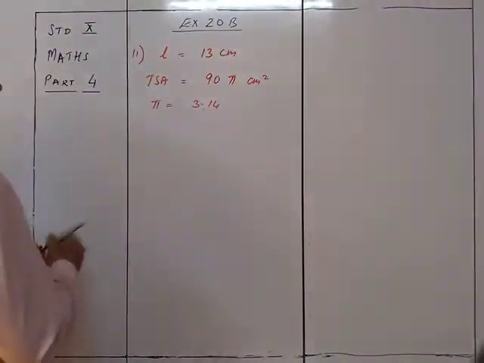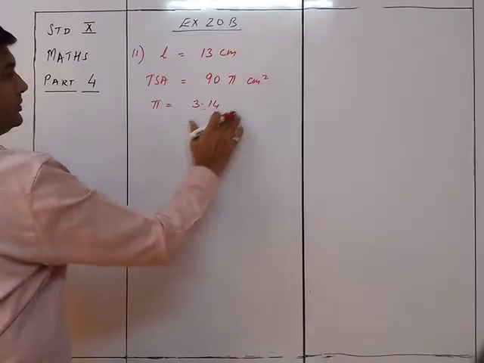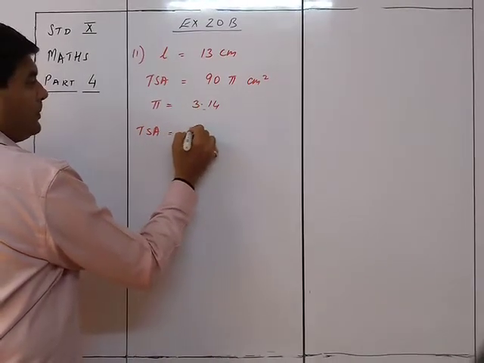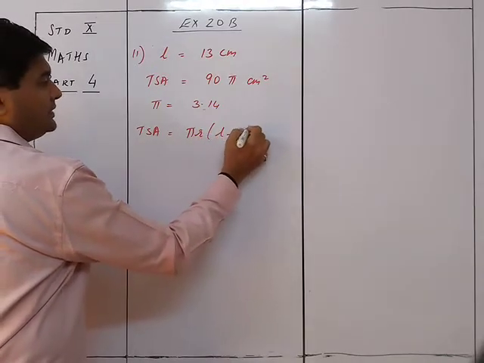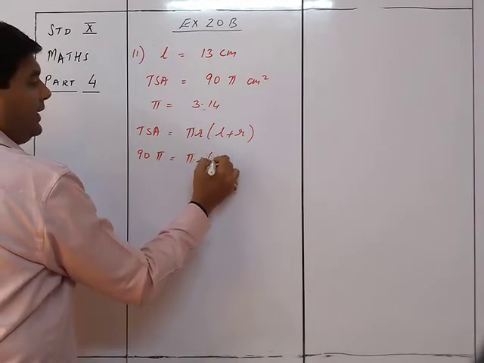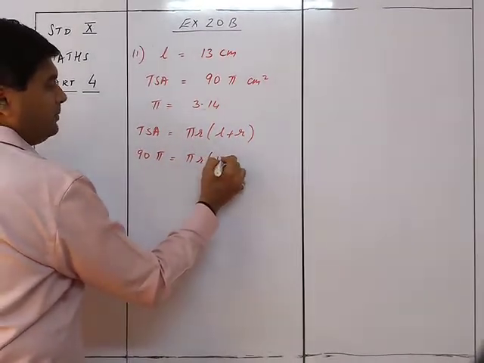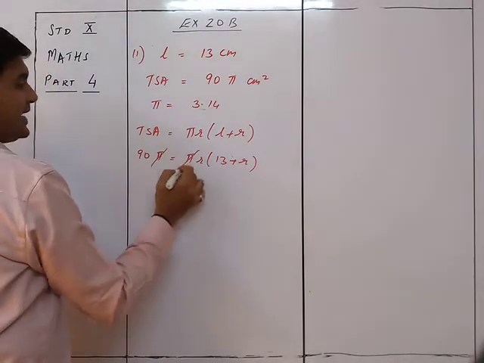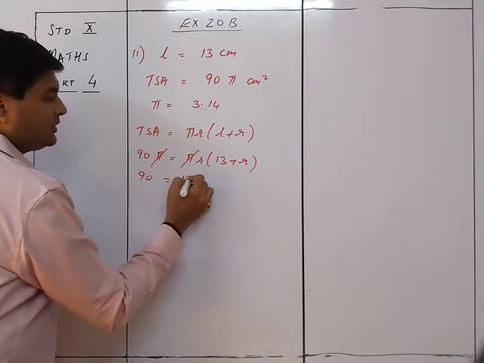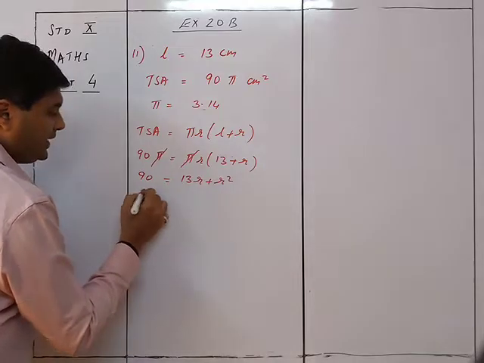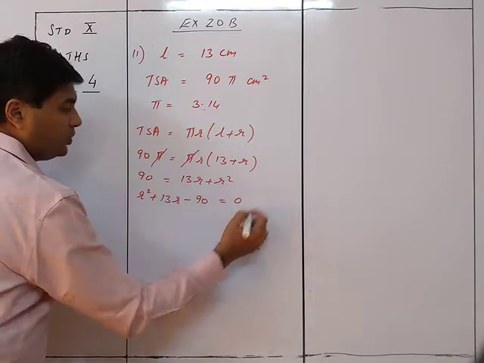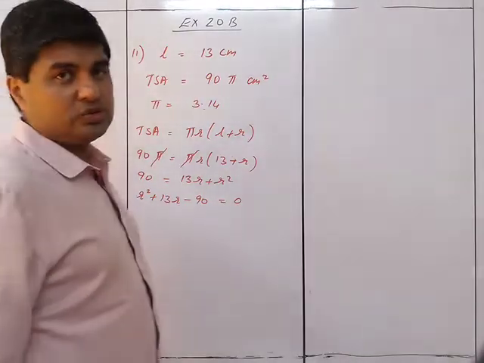Okay, so now we first of all use the formula for this one and find out the radius. So we have TSA is equal to pi r (L plus r), that's the formula. So 90 pi is equal to pi r (L, which is nothing but 13, plus r). So pi gets cancelled and we get 90 is equal to 13r plus r square. So r square plus 13r minus 90 is equal to 0 is the quadratic equation we need to solve.